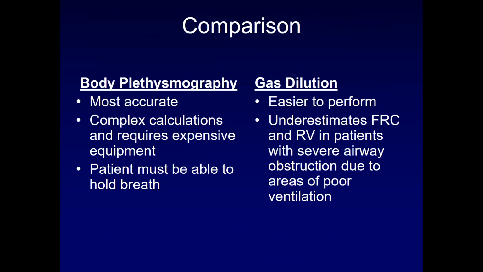So when you compare the two tests, body plethysmography is the most accurate, but it involves incredibly complex calculations and requires expensive equipment. The patient has to be able to hold their breath and pant too and follow those instructions. Gas dilution is easier for both the respiratory technician as well as the patient, but it will underestimate functional residual capacity and residual volume in patients with severe airway obstruction.